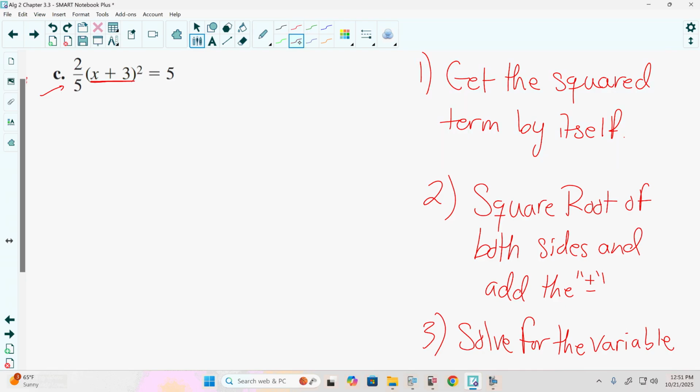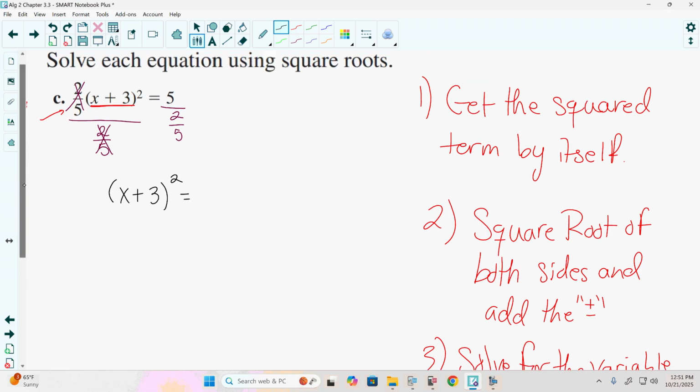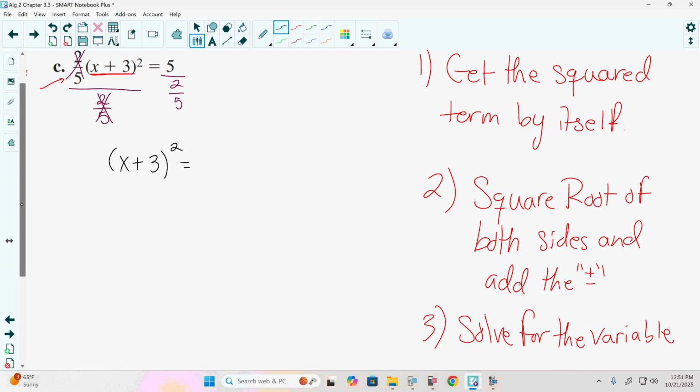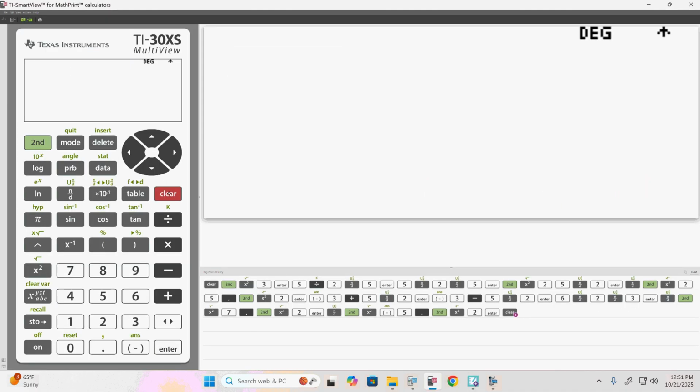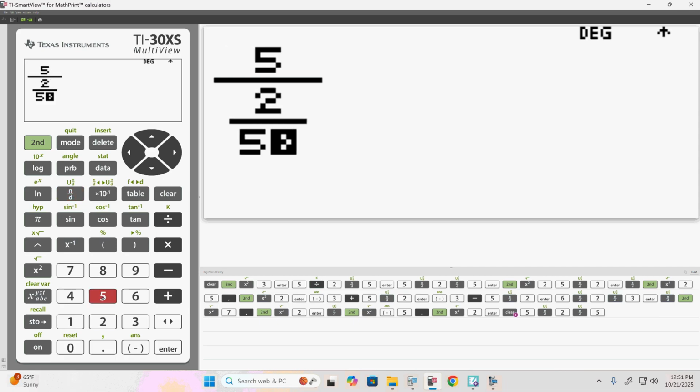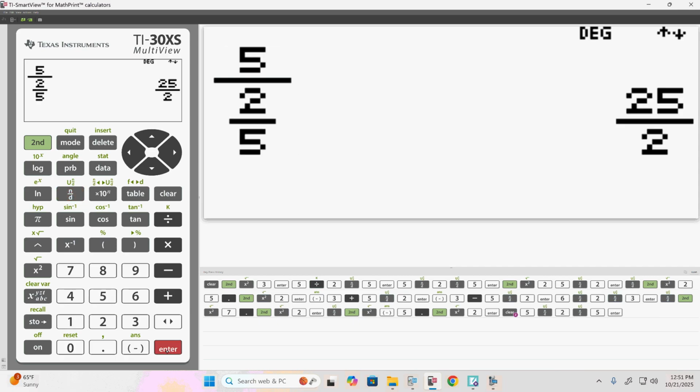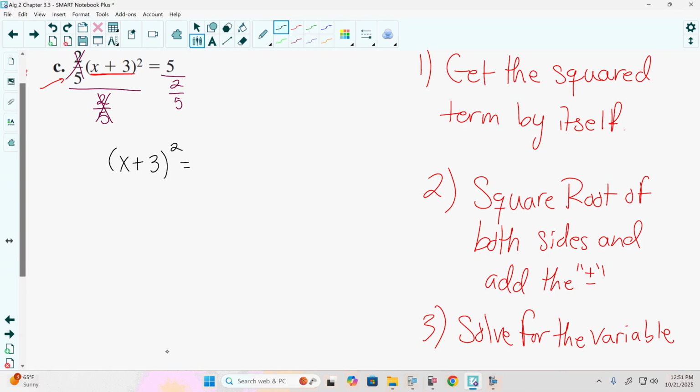Now, because the 2/5 and our squared term are being multiplied, to simplify that, we're going to divide both sides by 2/5. Because 2/5 divided by 2/5, anything divided by itself is 1, leaving us with x plus 3 squared. Now we're also going to have to divide the 5 by 2/5. So we can say 5 over 2/5. 5 divided by 2/5 is 25/2. Questions on this so far?